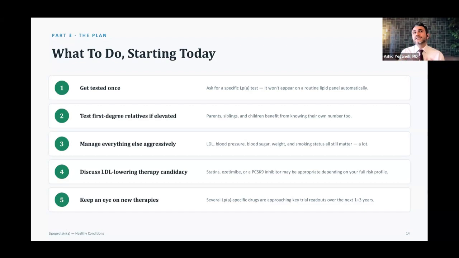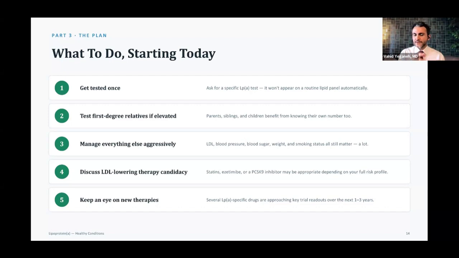So my first line recommendation for getting tested, or at least being curious about it, would be to talk to your doctor. Hey, what's Lp(a)? I heard about it. Should I be getting tested for it? That's one thing. If you do get it tested and it's elevated, consider the same thing for first-degree relatives. And then if it is elevated, optimize for everything else.